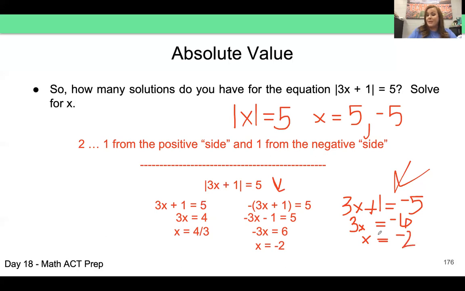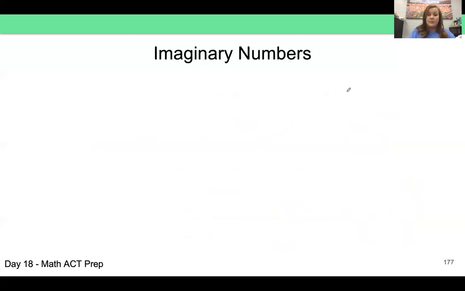And again, this makes more sense to me because I know 3x + 1 has to equal positive or -5. So my two answers here are x equals 4/3 and x equals -2. When x is 4/3, what's inside here will equal +5. When x is -2, what's inside here will equal -5.